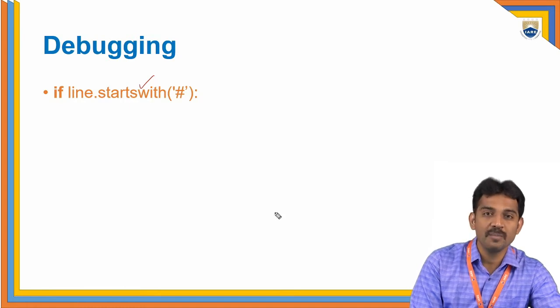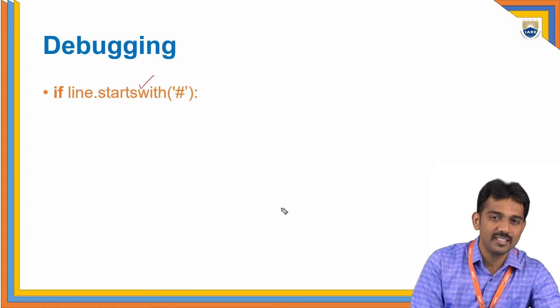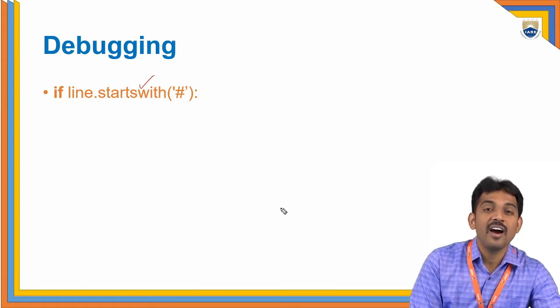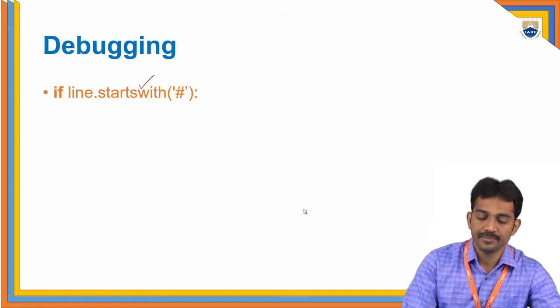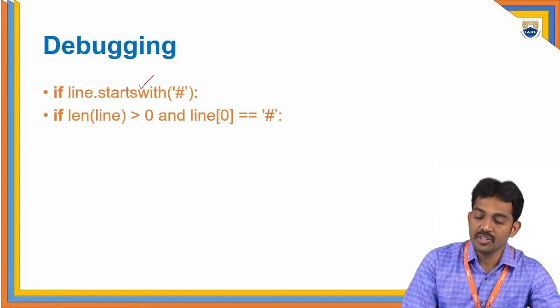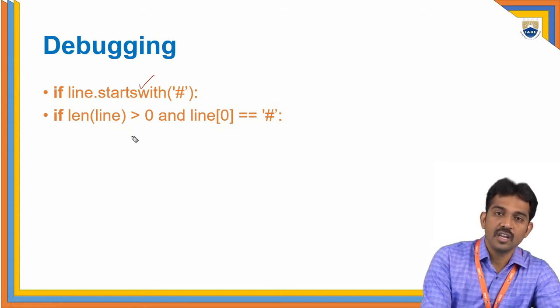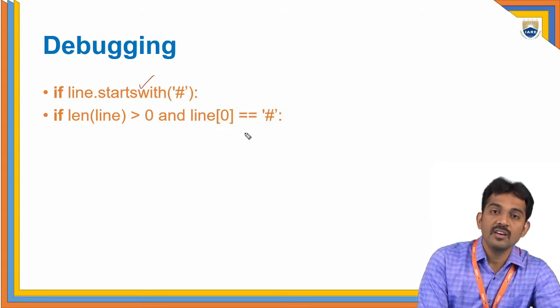Right? So what is the other way to handle that kind of situation? The other method is by using the length function. You just find the length of the string. If the length of the string is greater than 0, then only you are going to process the first character. First, you need to check the length of the string. If the length is greater than 0, then only process the first character.